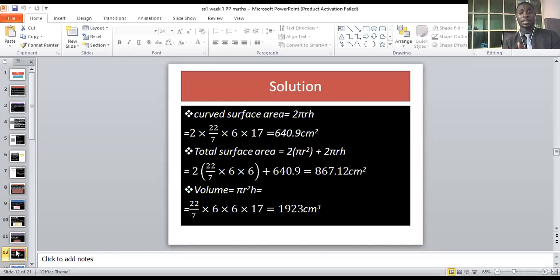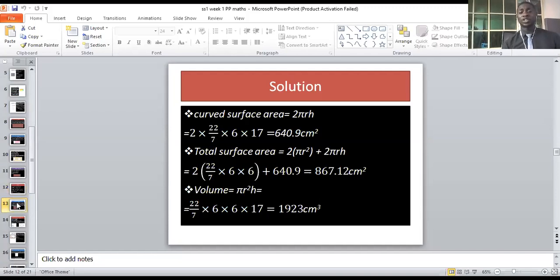I told you centimeter square is the unit of area. The total surface area is given as 2 pi r square plus 2 pi rh. You all know what the pi r square stands for. That is the area of the circular bottom and the circular top. So inserting the characters, you have 867.12 centimeters square. While the volume is given as pi r square h. Inserting the characters, you have 1923 centimeter cube. I believe you're following with all the procedures. So we'll go to the next shape.